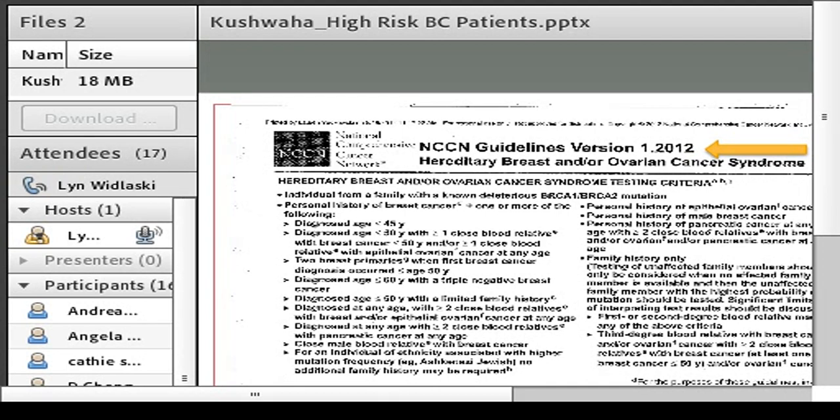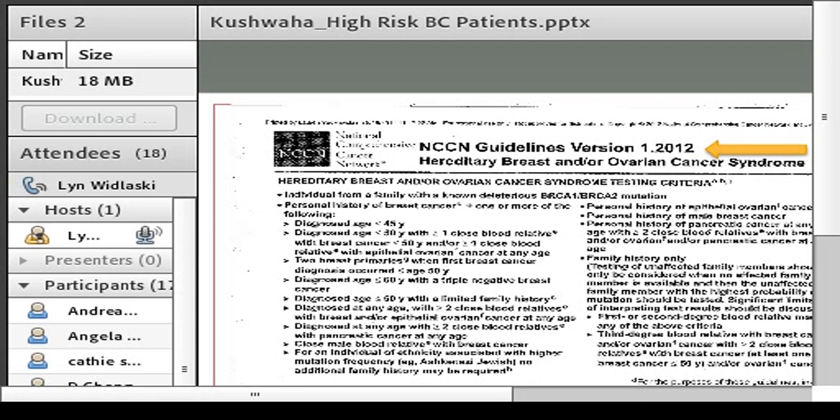There's one about limited family history. You're diagnosed under 50 but you were adopted, or you don't have access to your family history. If you were diagnosed at any age and you had two blood relatives with breast or ovarian cancer, if you have two relatives with pancreatic cancer, if you have any male relative with breast cancer, or if you're of Ashkenazi Jewish descent. Those are the recommendations for genetic counseling in 2012.